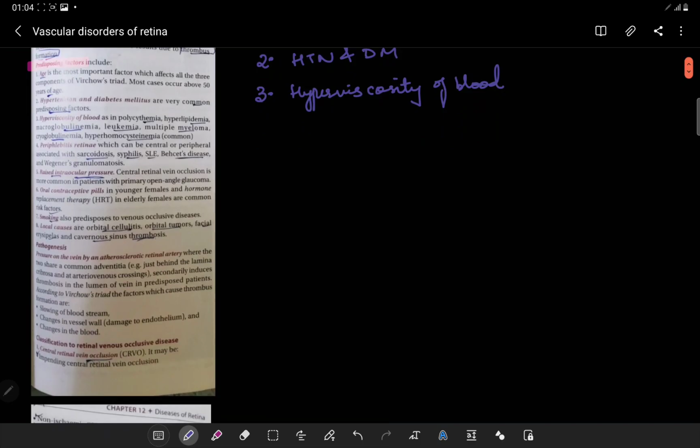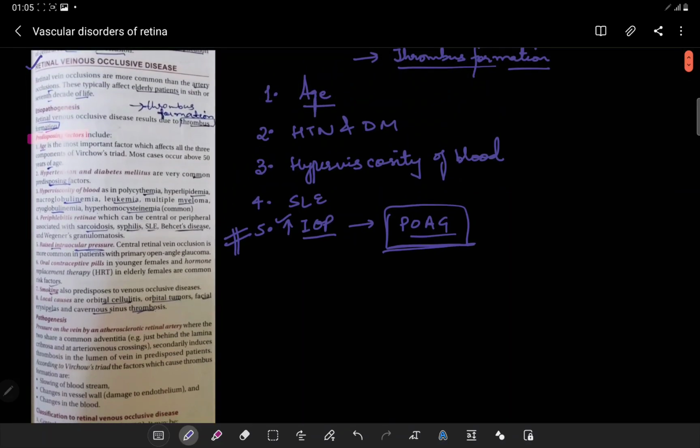Next is periphlebitis retinae, which can be central or peripheral, associated with syphilis, SLE, Behçet's disease, and Wegener's granulomatosis. Now the fifth, a very important risk factor, is raised intraocular pressure. Sometimes central retinal vein occlusion is more common in patients suffering from primary open angle glaucoma. So we have to diagnose this condition in the patient suffering from retinal vein occlusion.